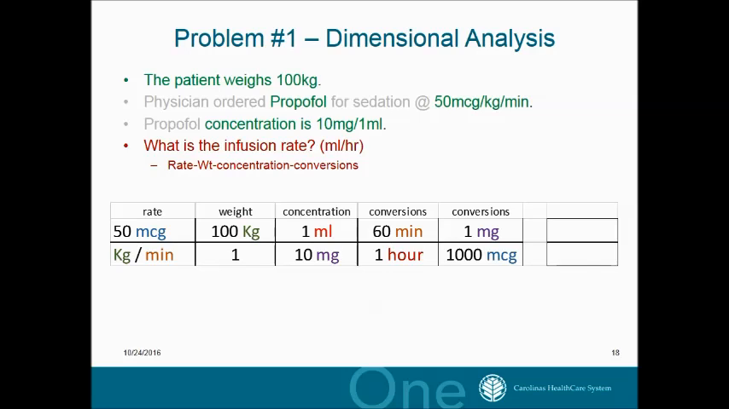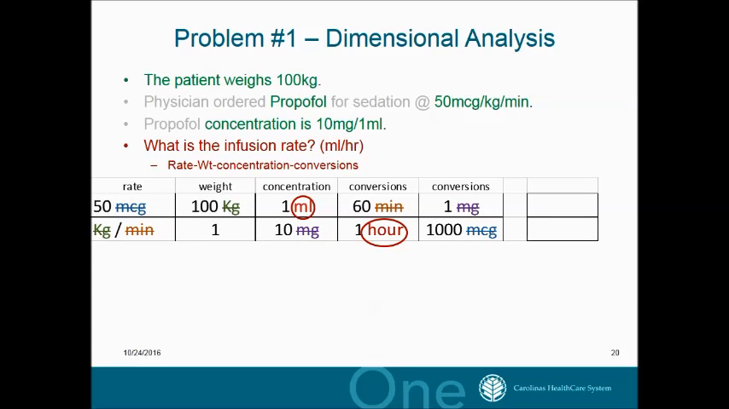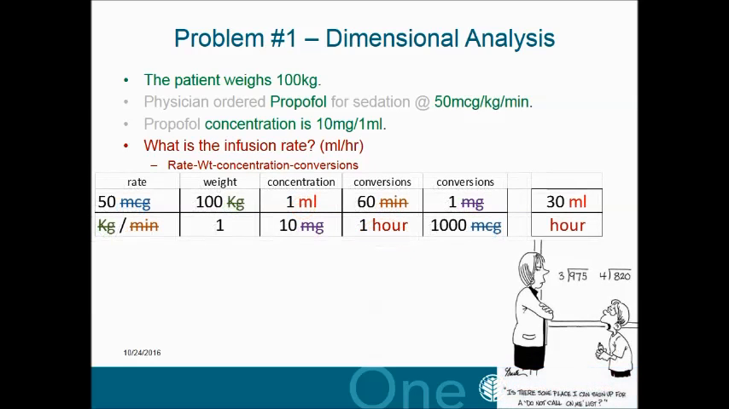Now we can go through and cross out all of the units that we have accounted for. After that, we're only left with mils in the top and hours in the bottom, which is what we need for our final answer. So multiplying all the numbers across the top and then dividing by the product of the numbers on the bottom, we get the same answer as before, 30 mils per hour.